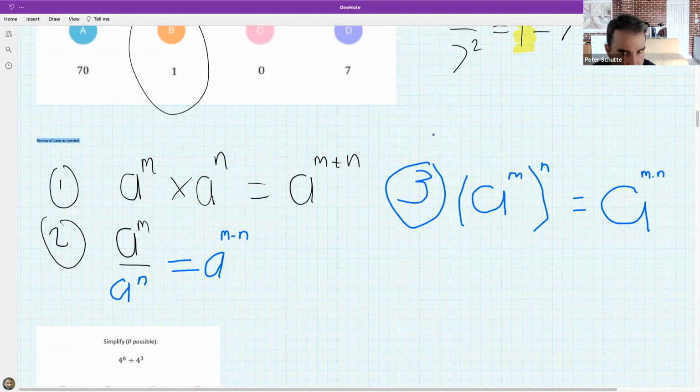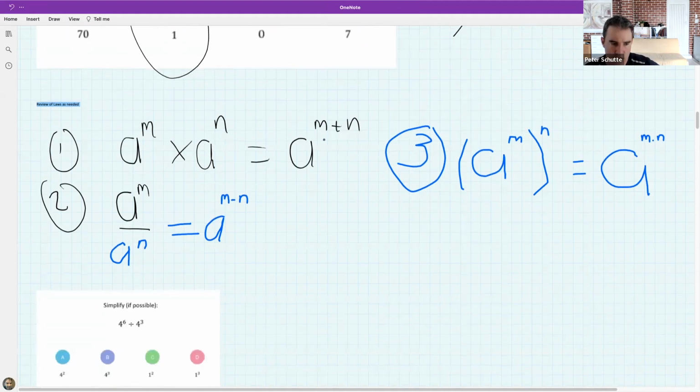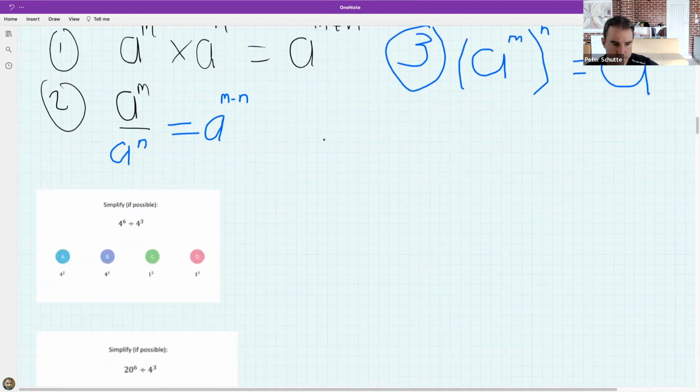So I'll give you a moment. Are there any questions about the laws, or just give me a thumbs up if you feel comfortable with the laws? And then I'm going to move on. Okay.